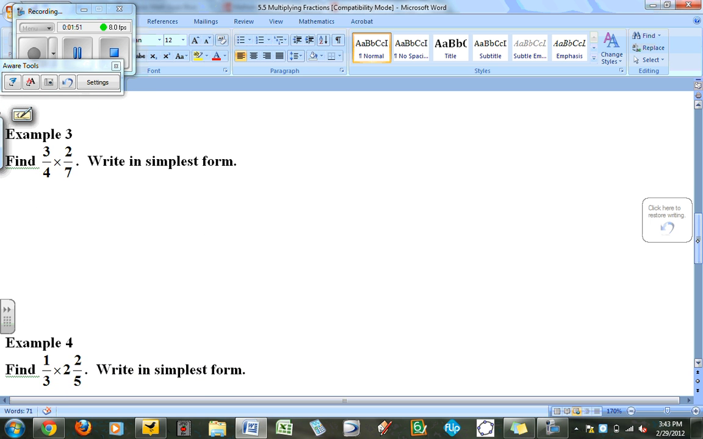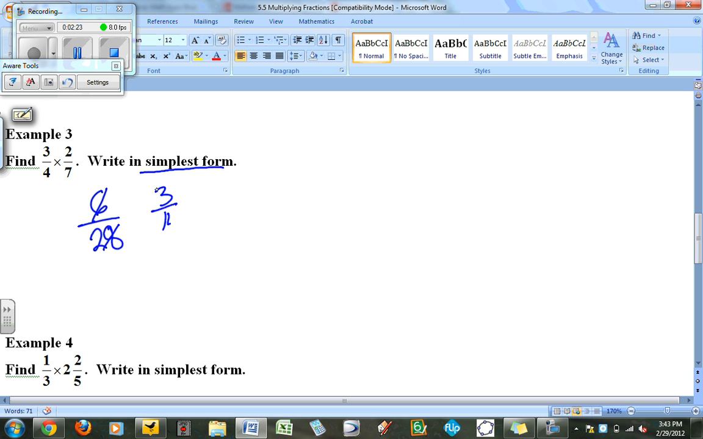Okay, example 3 is multiplying 3/4 times 2/7. I'm going to show you a shortcut real quick. I'm going to do it the same way we have been doing it, and then I'm going to show you a shortcut, and you can decide what method you want to use. I multiply the top times the top, 3 times 2 is 6, and the bottom times the bottom is 4 times 7, which is 28. The problem with this is now we have to simplify because it says write in simplest form. Well, I know I can take a 2 out of both the top and the bottom, and this would be 3 over 14.